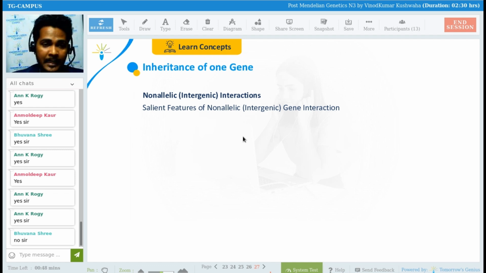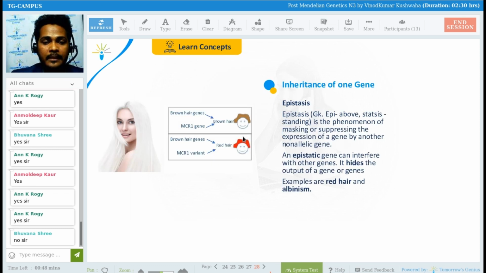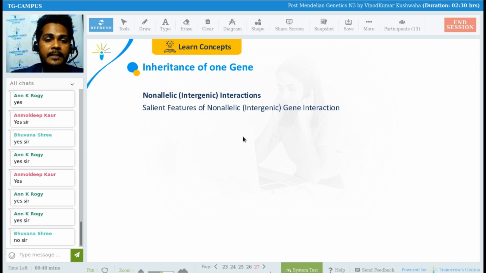So let's try to understand these intergenic interactions. These are a few salient features of intergenic interactions. Let me write them here. First of all, what is an intergenic interaction? The interaction produces a distinct phenotype different from the normal, and in these interactions, genes show normal dominance and recessiveness and assort independently.